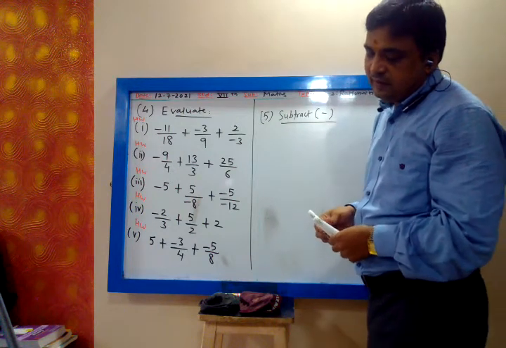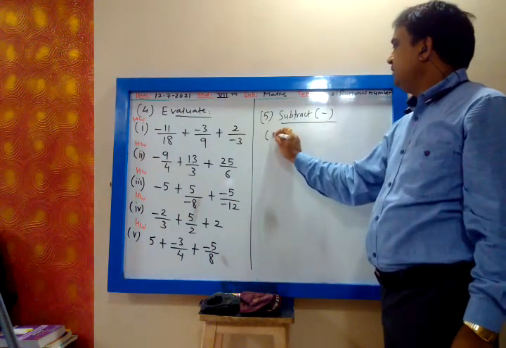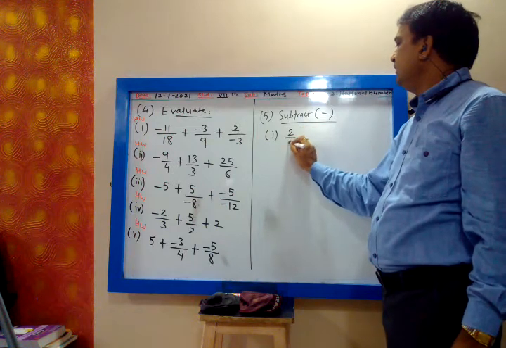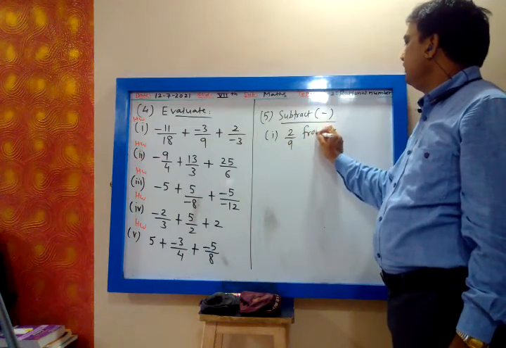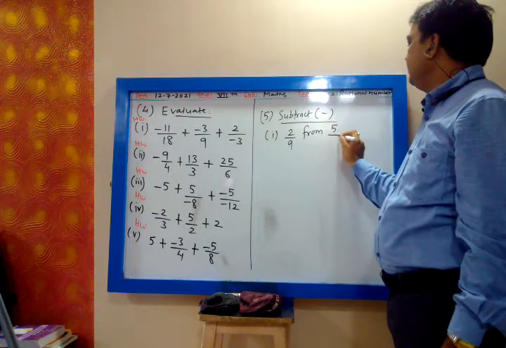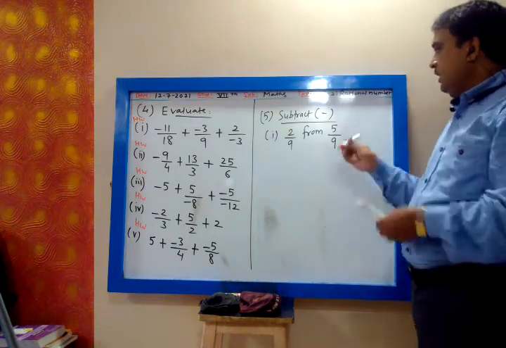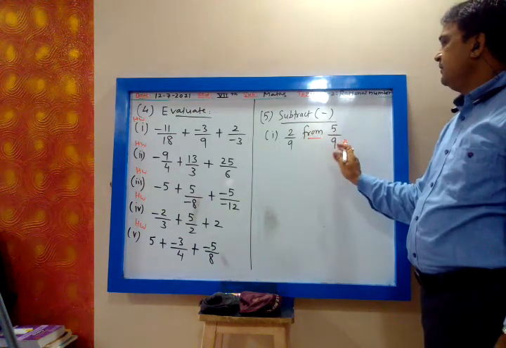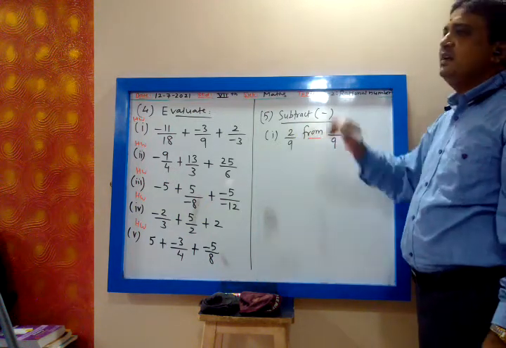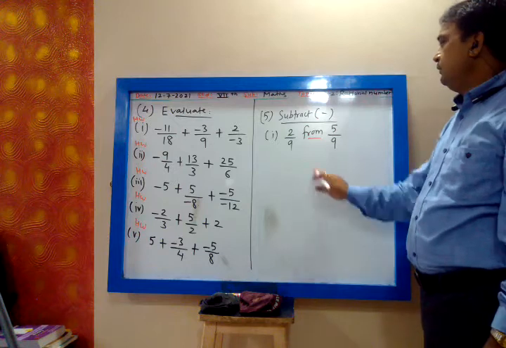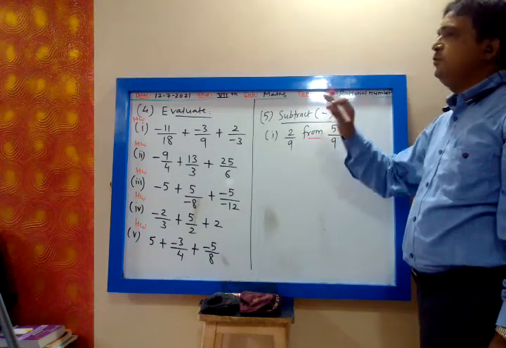Subtract 2 by 9 from 5 by 9. So this you remember, my dear. From 5 by 9, we have to subtract 2 by 9.